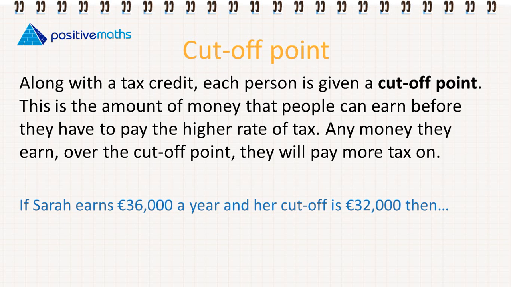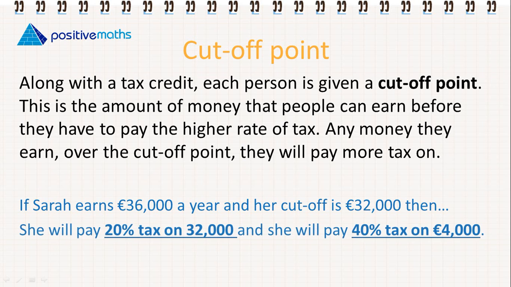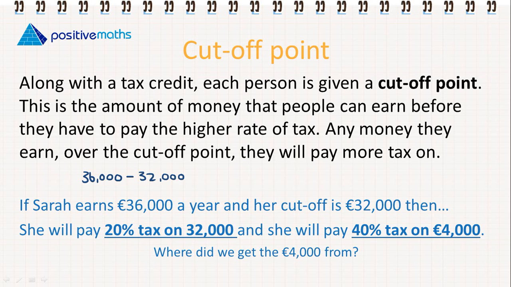So, if Sarah earns $36,000 a year and her cutoff is $32,000, then she will pay 20% tax on $32,000 and she will pay 40% tax on $4,000. So where did we get the $4,000 from? Well, we have our $36,000 minus our cutoff, so $32,000 will give us our $4,000.